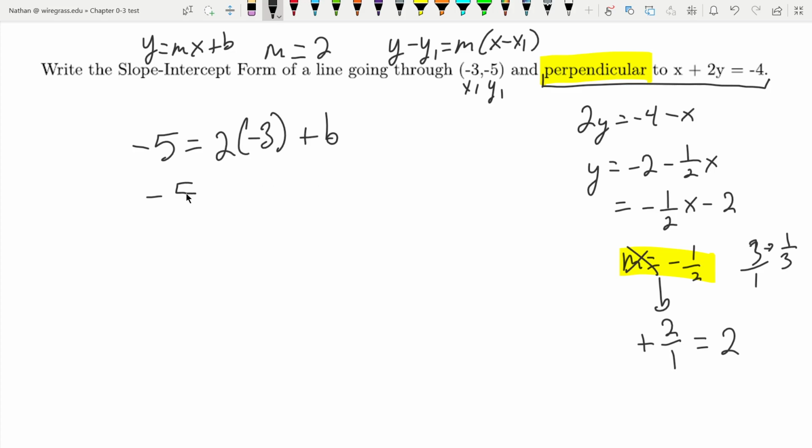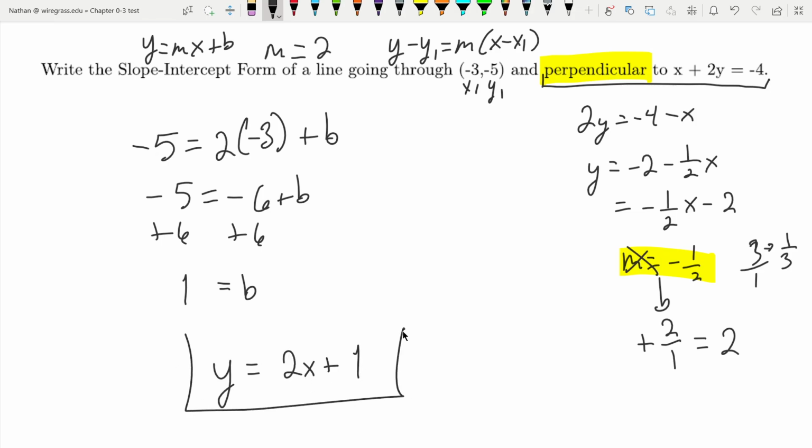So solving this gives us, or simplifying it first, then we can solve for b. Add 6. b equals 1. M is 2, b is 1. That means our slope-intercept form is y equals 2x plus 1. That's our answer.